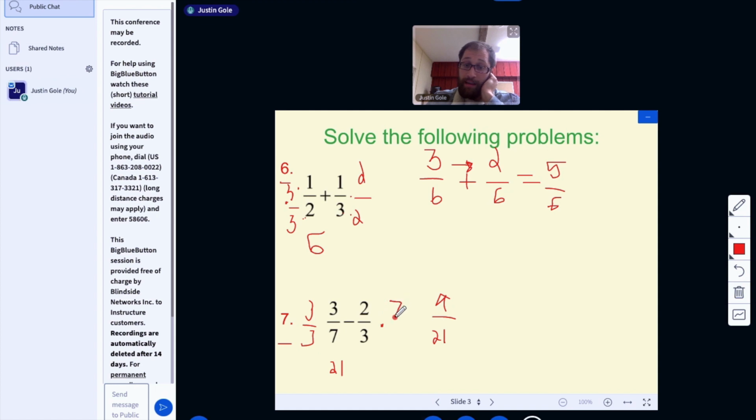2/3, to get 3 in the bottom to be 21, I'd multiply that by 7. So now we have minus 2 times 7 is 14. Remember, when we're multiplying fractions, we multiply the top, the numerator, and then we multiply the denominator. 3 times 7 is 21. So with addition and subtraction, though, I only add or subtract the numerator. My denominator stays the same. 9 minus 14 is -5. So our answer is -5/21.